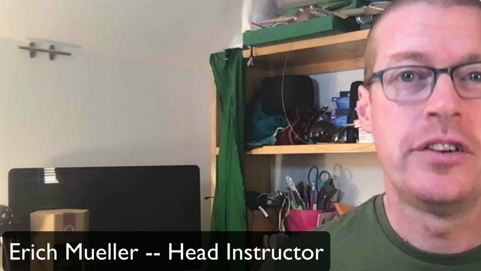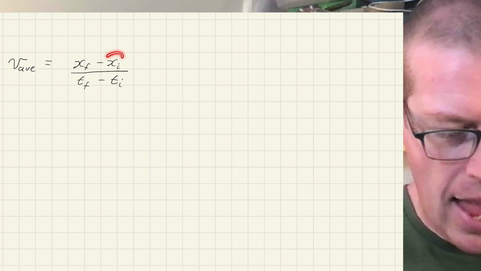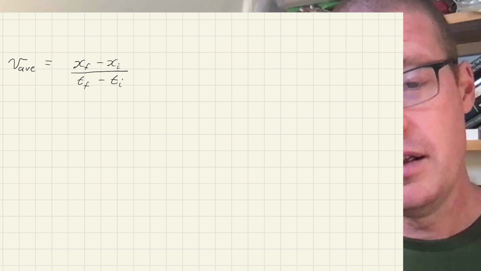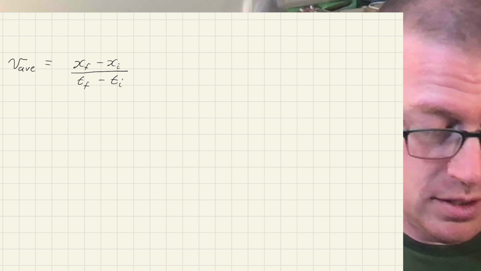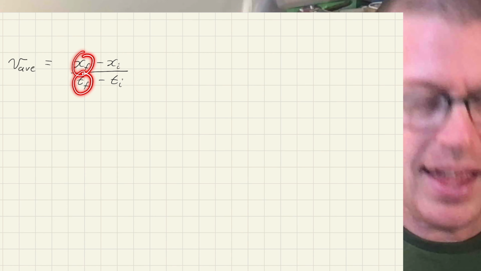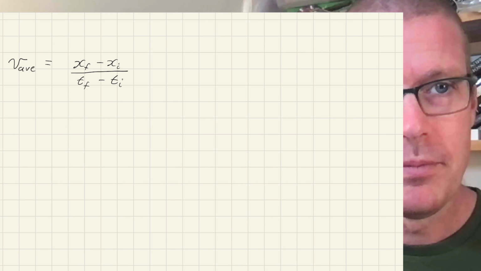Our first task in understanding motion is to quantify how fast something is moving. We do this by dividing how far it goes by the time it takes. xi is the position initially of the particle. xf is its final position. Ti is when it's at this location. Tf is when it's at that location. And this gives the average velocity over that time.